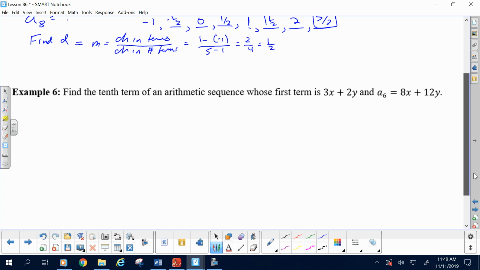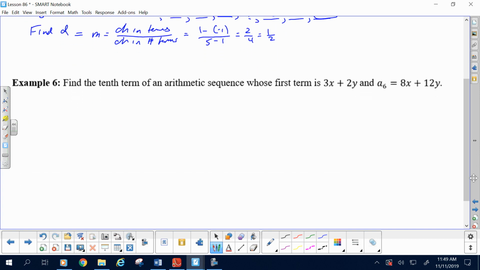Okay. Find the 10th term of an arithmetic sequence whose first term is 3x plus 2y and whose sixth term is 8x plus 12y. Now this is where things get a little funky. Okay? We want the 10th term. And what were we doing each time? The very first thing we need to find is the d, the common difference. Find the common difference first.